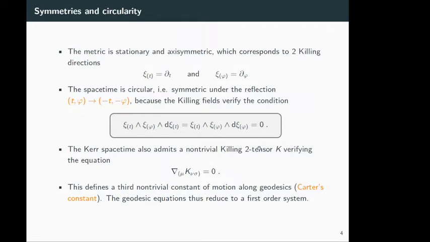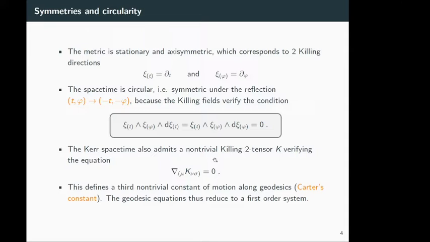Tim, I have a question. Yes. Can I ask a question? It's not clear to me why the reflection symmetry is equivalent to these wedge products being zero. First of all, they're equivalent, right? The one means the other, and the reflection symmetry means the wedge products are equal to zero, right? Yeah, this is the definition of circularity. So can you shortly comment why? Because I'm a bit lost.